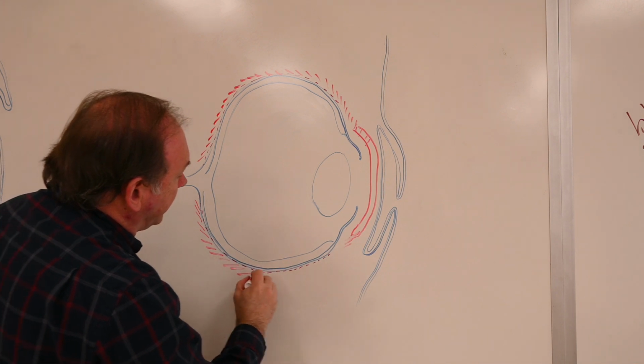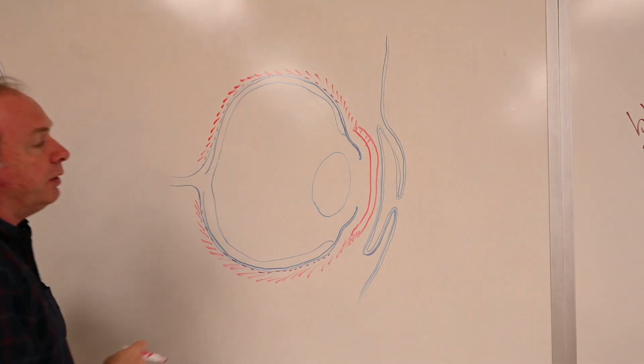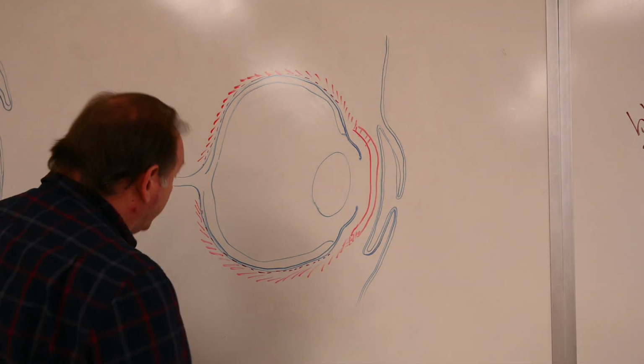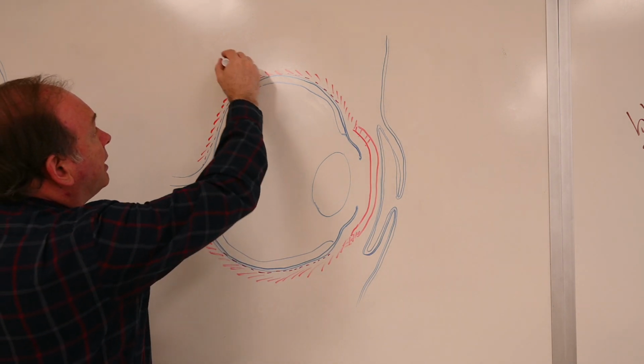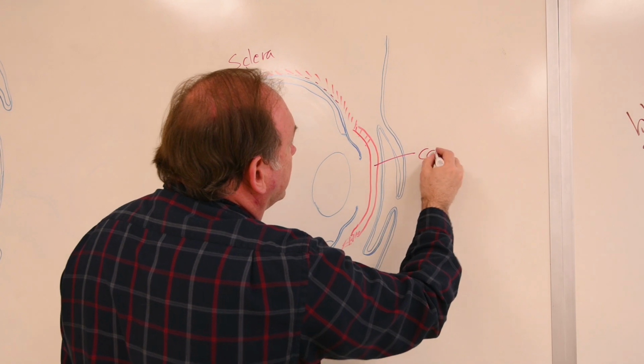So the sclera and corneal connective tissues, derived from mesoderm, not from ectoderm, are beginning to form. Let's go ahead and label that. This is our sclera. This is our cornea.